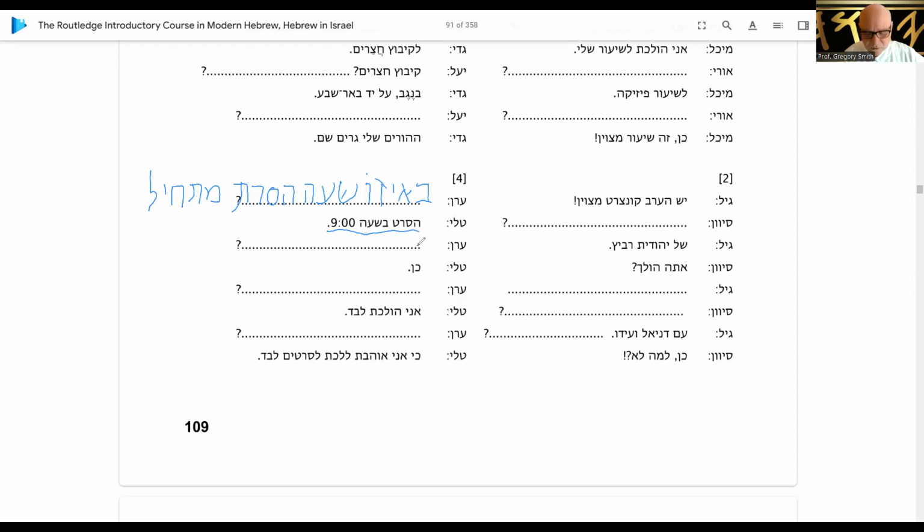Okay, how about just At Holeket Laseret? Actually, it's going to be At, because he's talking to Tali, and that's a girl. We need a feminine form because it's got to match Tali. Okay, At Holeket Laseret.